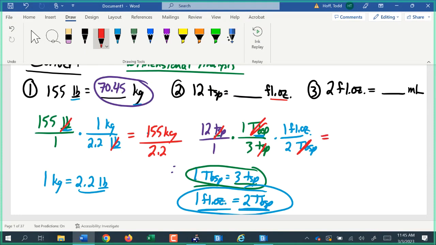We multiply on top. We have 12 times 1 fluid ounce, 12 fluid ounces. On bottom, 1 times 3 times 2 is just 6. So then we have to divide that out. 12 fluid ounces divided by 6 is 2 fluid ounces. So 12 teaspoons is equivalent to 2 fluid ounces.